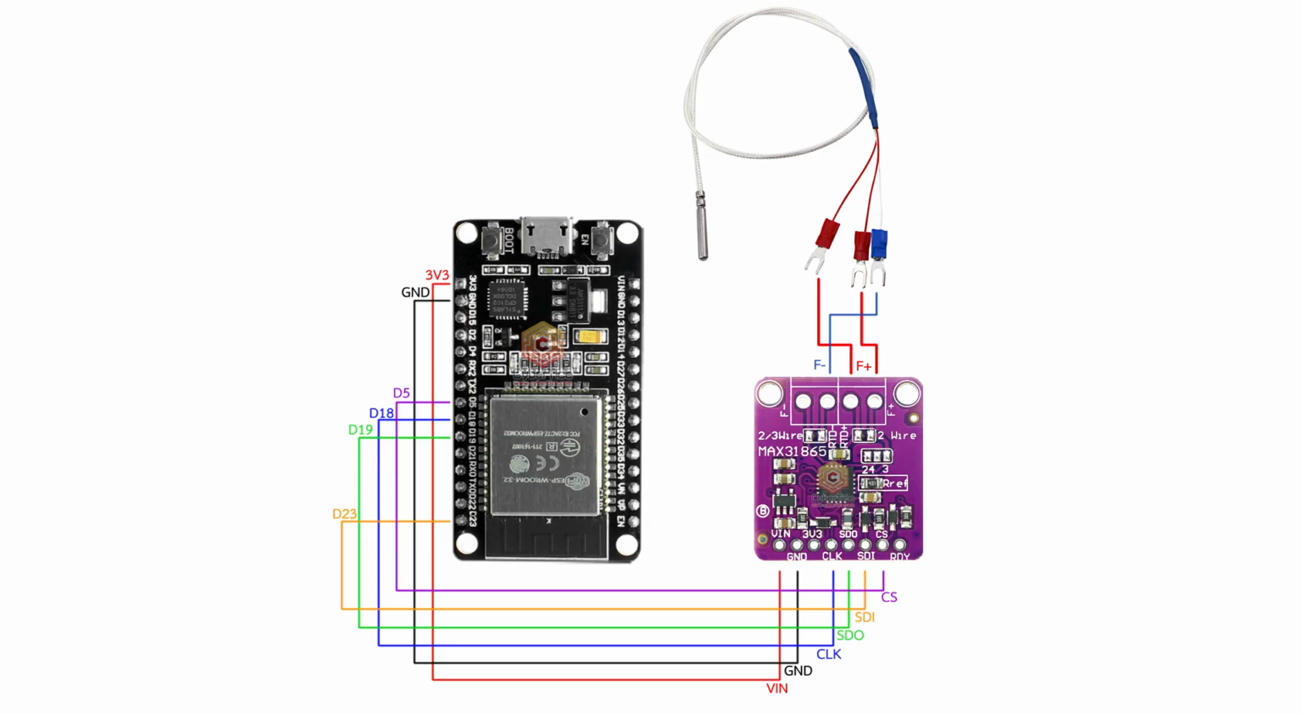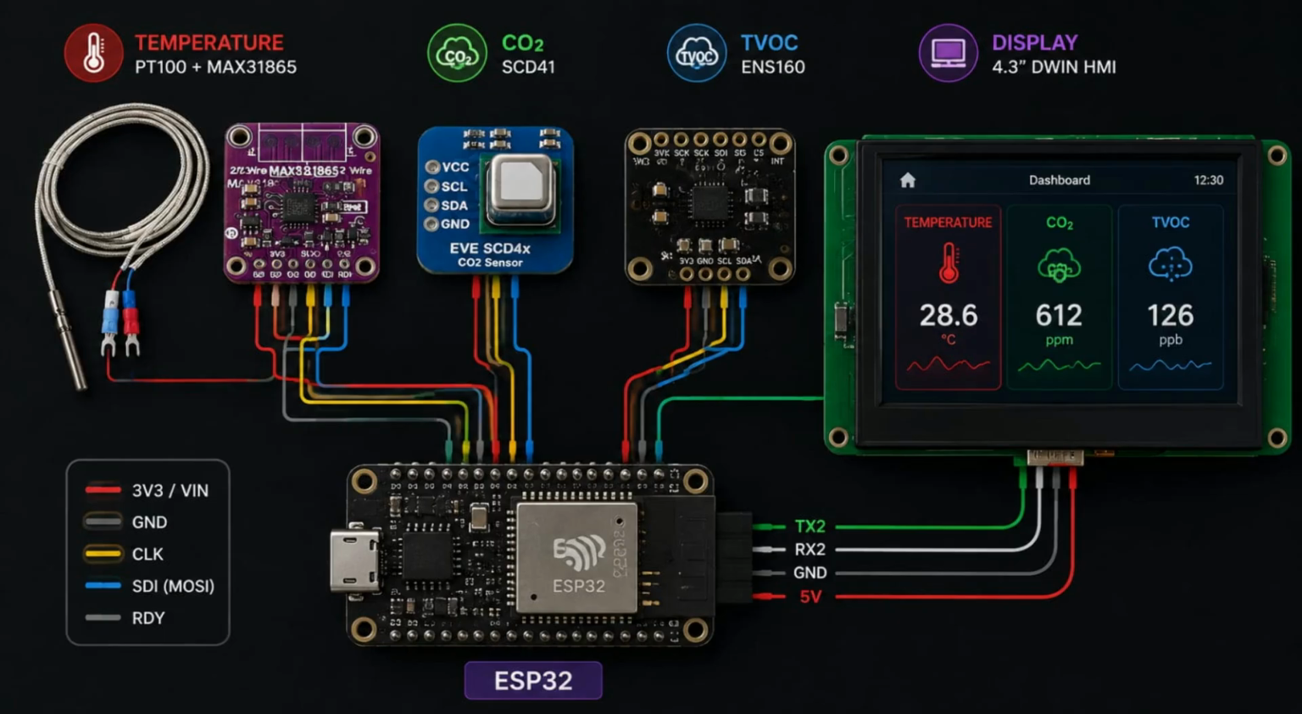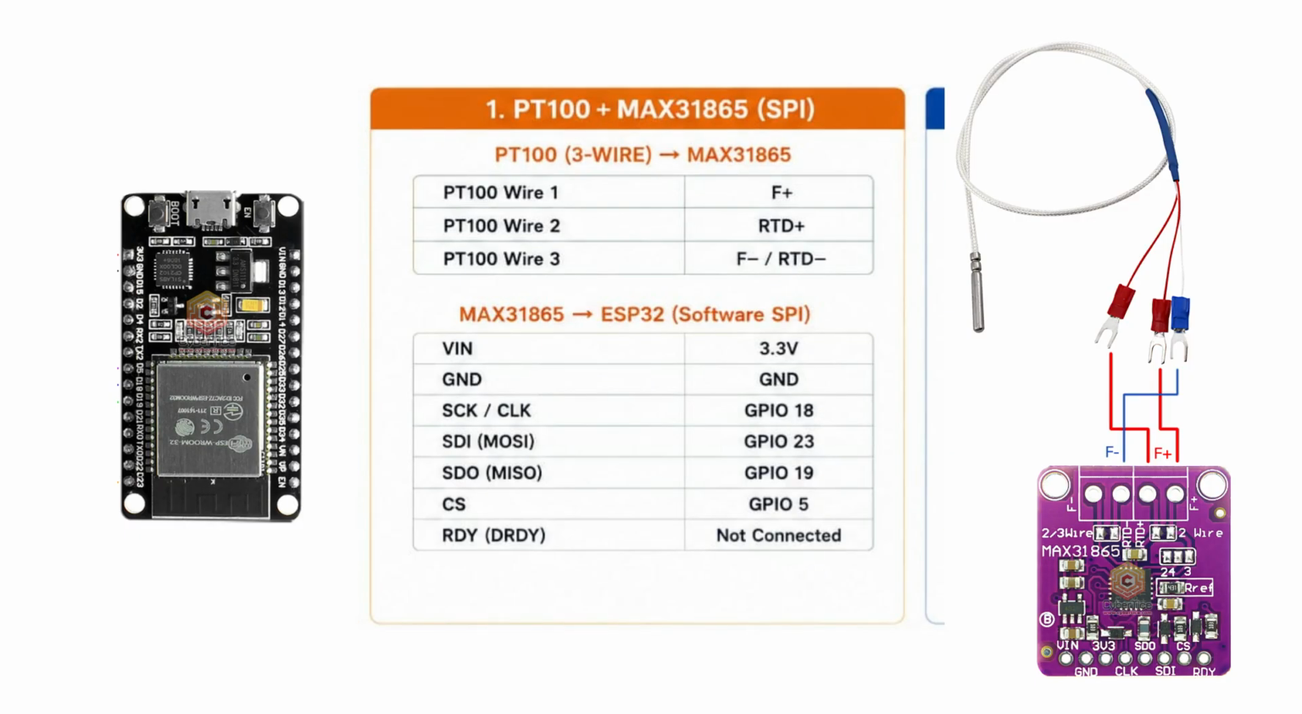The PT100 is connected to the MAX31865 module and communicates with the ESP32 using SPI communication. The SCD41 and ENS160 sensors share the ESP32 I2C bus, and finally the ESP32 sends all the measurements to the DWIN display through UART communication. So one ESP32 is handling three different sensors and one HMI display. So let's start with the PT100.